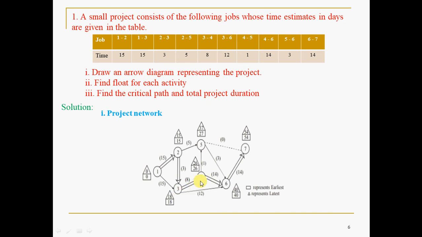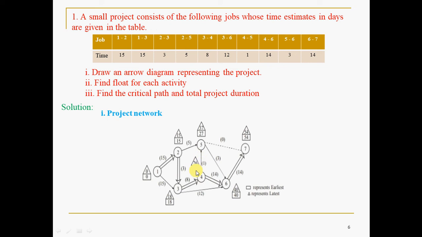Okay, the next one is 4. You can reach 4 in only one way in the forward pass. 18 plus 8, 26. If there are 2 paths, then you have to think of the higher one. Then next is 5. You can reach 5 in 2 forward ways. If you go like this, 26 plus 1, 27 it will become. Whereas if you go straight from 2 to 5, 15 plus 5, 20. So whichever is higher you have to take in the forward pass. Why? To know the status of node 5, all the activities should be completed. That's why you take the highest value.